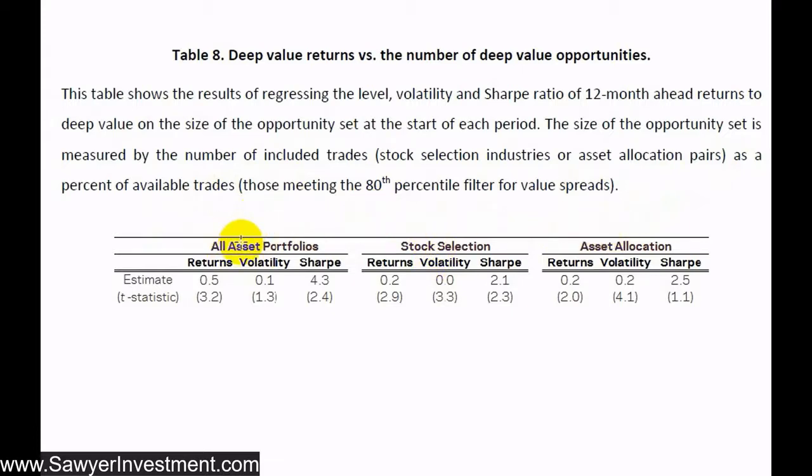And so we see here the all asset portfolios, and then stock selection and asset allocation. And we see certainly that when the opportunity set increases, so do the returns, as well as the volatility, and ultimately the Sharpe ratio. So as would be expected, as there are more deep value events within industries or asset classes or pairs, we see higher returns for the portfolio. And of course, we're making more trades, so we get more volatility as well, but those returns far outstrip the volatility and give us a higher Sharpe ratio.